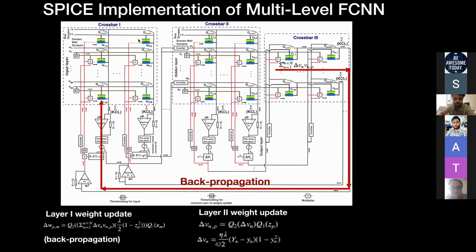See, crossbar 1 is the input layer with the hidden layer. Crossbar 2 is the hidden layer with the output layer. Based on the weight update calculated in the output layer, we know that the weight update of the first layer depends upon the weight update of the final layer multiplied with the synaptic weights of the other layer, right? That multiplication is happening in this extra crossbar, and it's coming in and then you're updating these weights. Make sense? Sure.